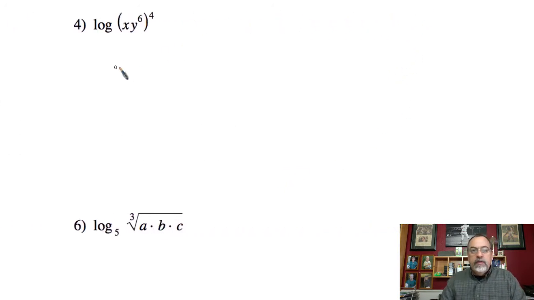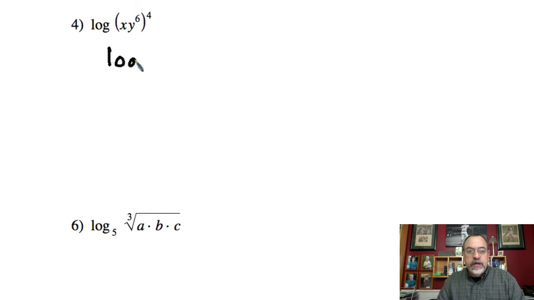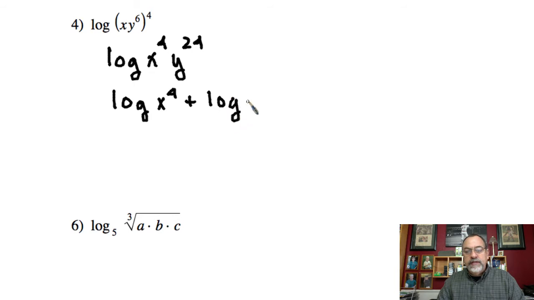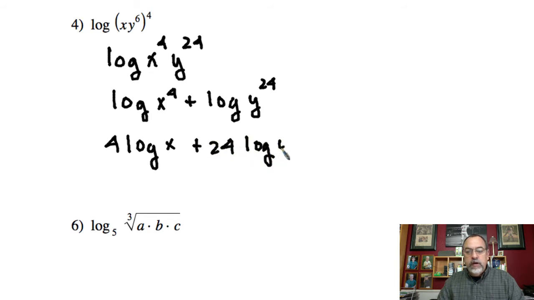Here again we have a power to a power, so this is a common log base 10, so this is going to be x to the 4th, y to the 24th. Now I'm multiplying these together, so that's going to be addition, log base 10 of x to the 4th, plus log base 10 of y to the 24th. That is the product property, and then these both have exponents which can be moved in the front. So 4 log of x plus 24 log of y.